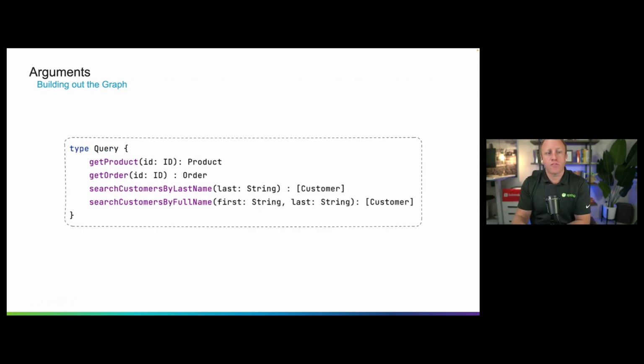We can also have arguments. So we start building out the graph. This is where it gets really interesting, right? For every single query, we could take in some arguments that could return something, and then we can have arguments there.